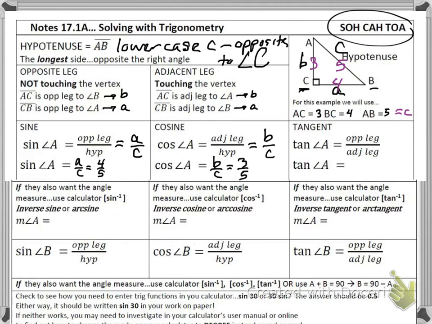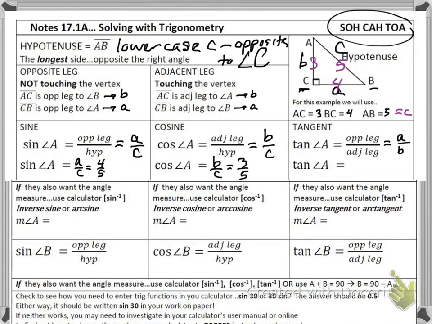Tangent, opposite leg over adjacent leg. The side that's opposite from A would always be lowercase a, even without looking at the picture. The side that's adjacent to A can't be c for hypotenuse, must be b. That's the one that touches angle A, but is not actually the hypotenuse.